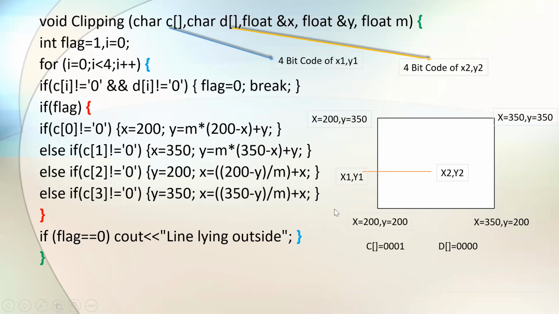I hope you all have understood. So this is the example. You can see C value is 0001, D value is 0000. The next, in the ith iteration, i equal to 0, C0 is equal to 1 and D0 is equal to 0. Since C0 is equal to 1, the flag is set to 1 itself. So in that case, you calculate the new slope. By new slope, into 200 minus x plus y, and x new is going to be 200. So in that case, the new line which is going to be drawn is the blue line you see. The outside line is going to be clipped off, and the new point you get is x new and y new. I hope you have understood this.